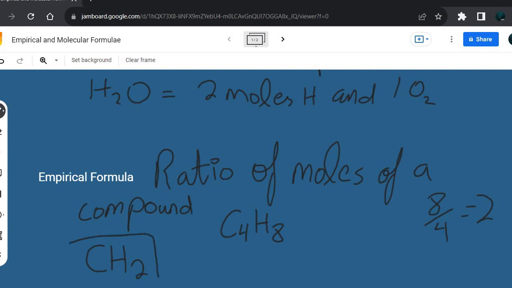Thus, the empirical formula will be CH2. Likewise, for C2H6, the empirical formula then becomes CH3, because if you divide it by 2, for every 3 moles of hydrogen, there's going to be 1 mole of carbon. This is not the actual formula, but it's only a ratio of the moles itself.